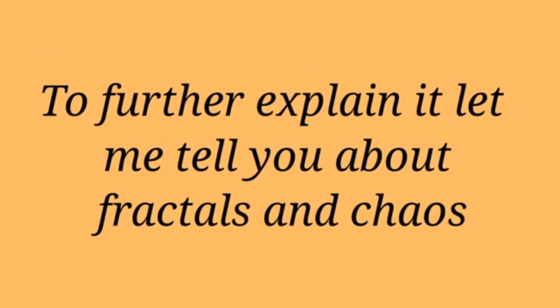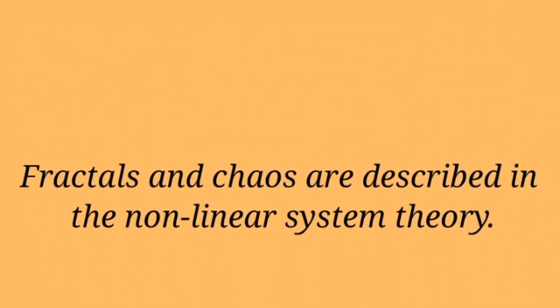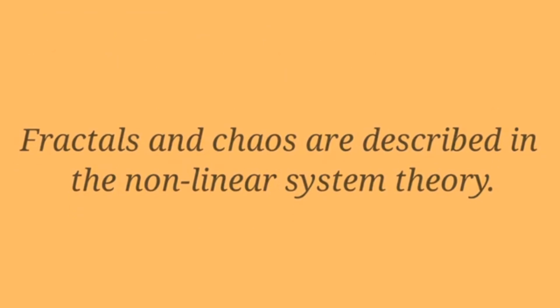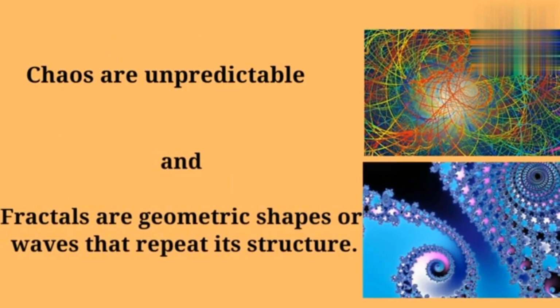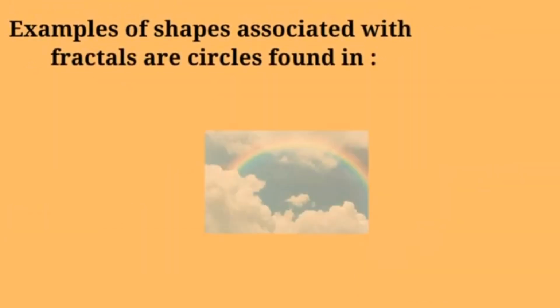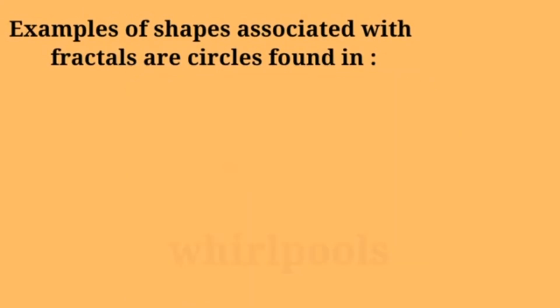To further explain it, let me tell you about fractals and chaos. Fractals and chaos are described in nonlinear system theory. Chaos is unpredictable, and fractals are geometric shapes or waves. Examples of shapes associated with fractals are circles, found in nature and extended to stripes and spots on animals.